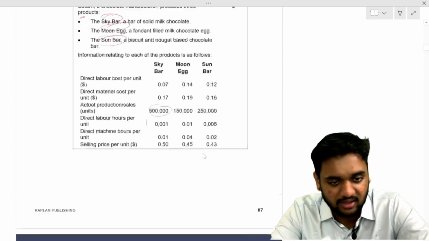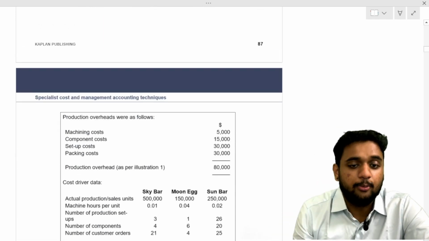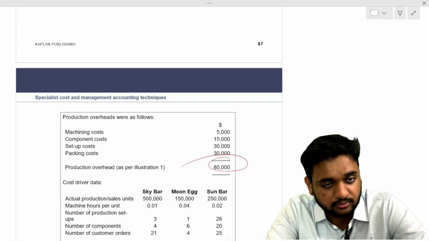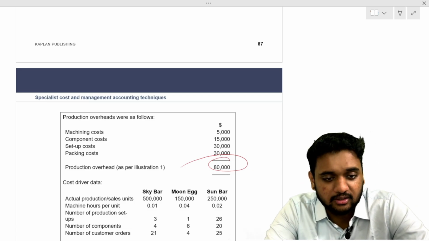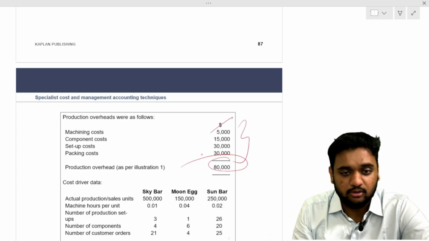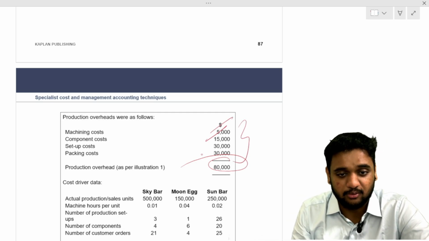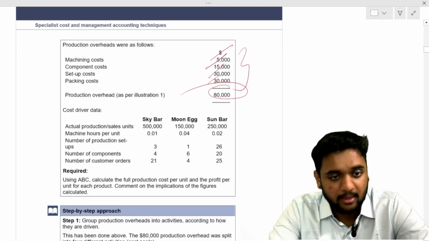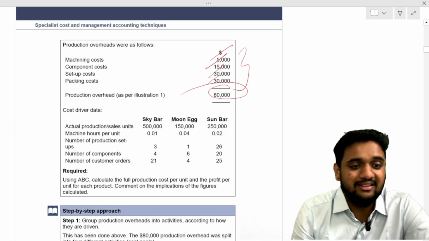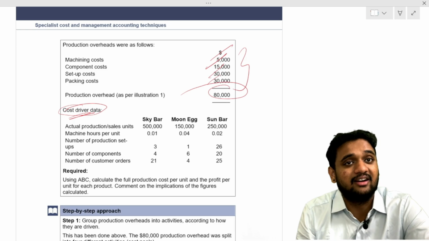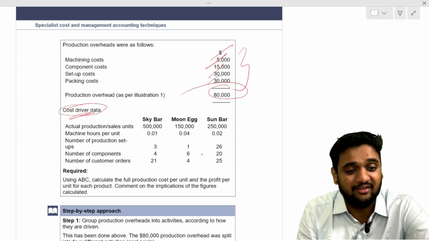Leave all these and come down. Production overheads has been given to us. Total production overheads how much? 80,000 rupees. And breakup of that is given to us. Machine cost is 5,000, component cost is 15,000, setup cost is 30,000, packing cost is 30,000. Come below. What is the data given to us below? Below table? Cost driver data. This is called as cost driver data.